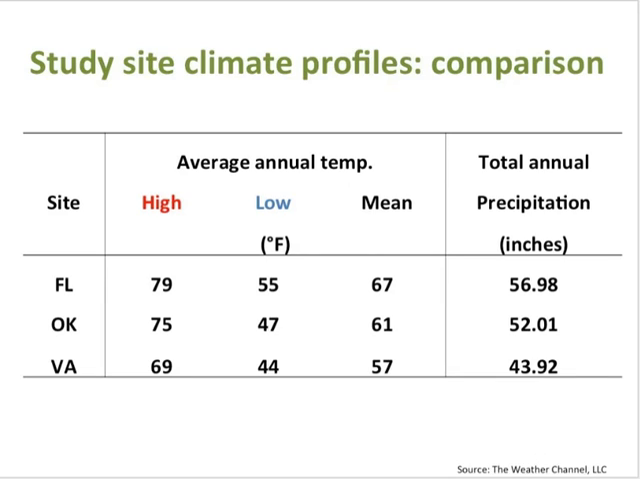This slide shows a comparison of temperatures and precipitation among the 3 sites, and the Florida site has the highest temperatures and the most rainfall, followed by Oklahoma, and finally the Virginia site. And from the earlier figures, you can see that the average monthly temperature and precipitation fluctuations are different among the sites. So we really have a range of climate on these 3 sites.